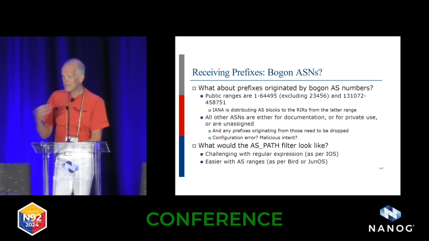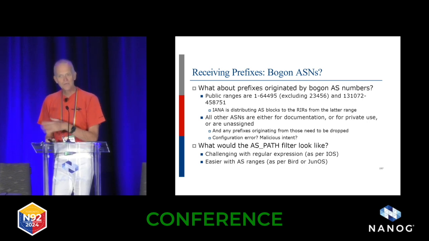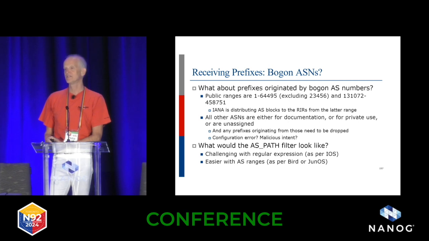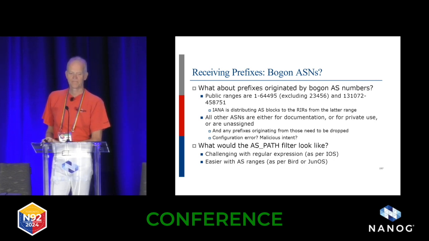And then the rest of the AS range is 131072 up to 458751. That's where IANA is handing out AS blocks to the registries from. Everything outside that range is either documentation, private use, or IANA reserved, and should never appear in the BGP table. Anybody filtering them? What about prefixes coming from these other autonomous systems? Do you allow those prefixes? Do you allow the AS numbers? Of course, then, what does the AS path filter look like?